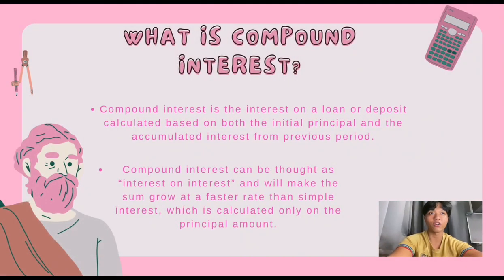Compound interest is the interest on a loan or deposit calculated based on both the initial principal and the accumulated interest from previous periods. Compound interest can be thought of as interest on interest and will make the sum grow at a faster rate than simple interest, which is calculated only on the principal amount.